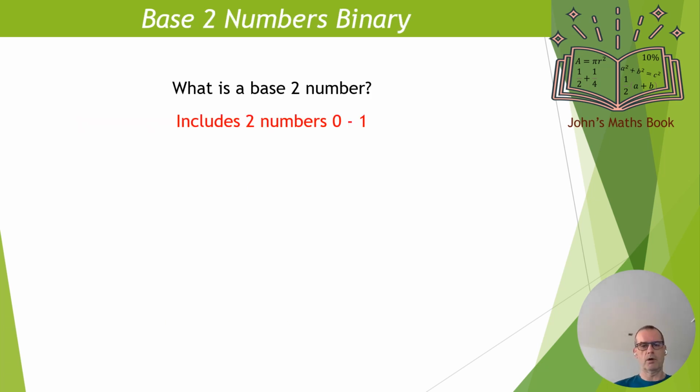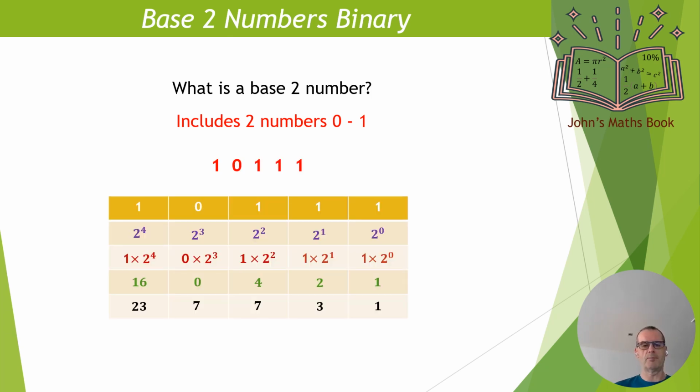So let's look at what a base 2 number is. A base 2 number, otherwise known as a binary number, has multiple combinations of 2 numbers. The 2 numbers are 0 and 1. So let's look at an example of a binary number and see if we can convert it to a decimal. So I've picked the number 10111 and I've arranged it in 5 columns, 10111.